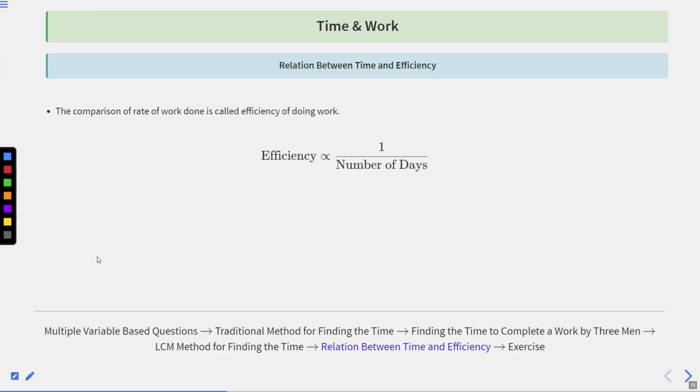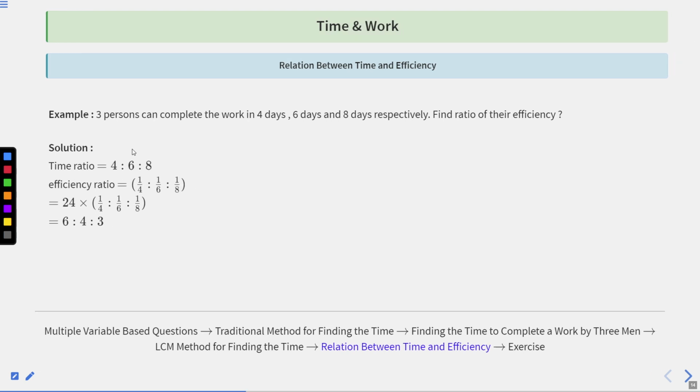Relation between time and efficiency. The comparison of rate of work done is called efficiency of doing a work. So we can write it mathematically as efficiency is inversely proportional to number of days. So higher is the number of days, lower is the efficiency, and lower is the number of days required to complete the work, higher is the efficiency.